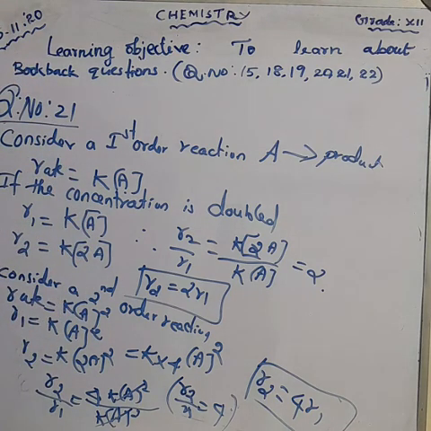Okay. It can be shown that for a third order reaction, if the concentration of the reactant is doubled, the rate is increased by 8 times. If the concentration is doubled for a second order reaction, the rate increases by 4 times; for the third order reaction, it increases by 8 times. How many times? 8 times.